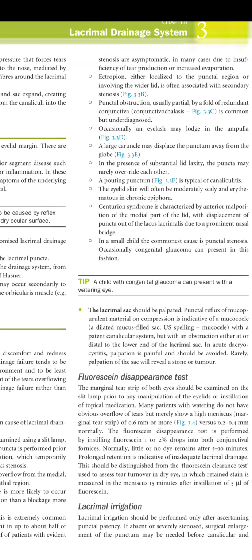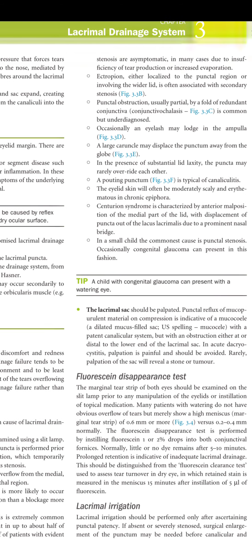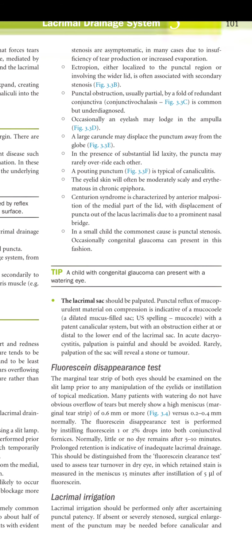Next is the fluorescein disappearance test. The marginal tear strip of both eyes should be examined on the slit lamp prior to any manipulation of the eyelid or instillation of a topical medication. Many patients with watering do not have an obvious overflow of tears but merely show a high meniscus marginal tear strip of 0.6 mm or more versus 0.2 to 0.4 mm normally.